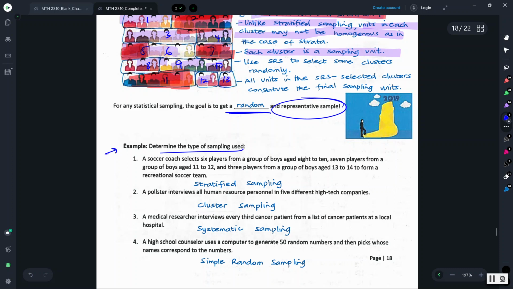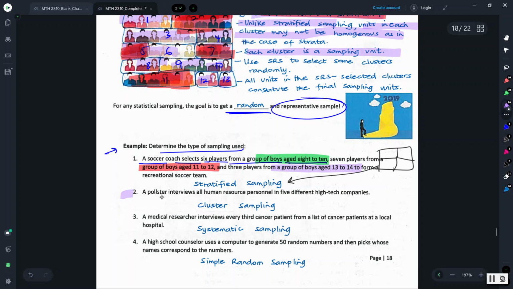Example: determine the type of sampling used. A soccer coach selects 6 players from a group of boys aged 8 to 10, and again, 7 players from a group of boys aged 11 to 12, and finally, 3 players from a group of boys aged 13 to 14 to form a rec soccer team. What sampling plan was used? What you might observe is that the entire group was first stratified, and so this would lead to a stratified sampling plan as our final answer here.